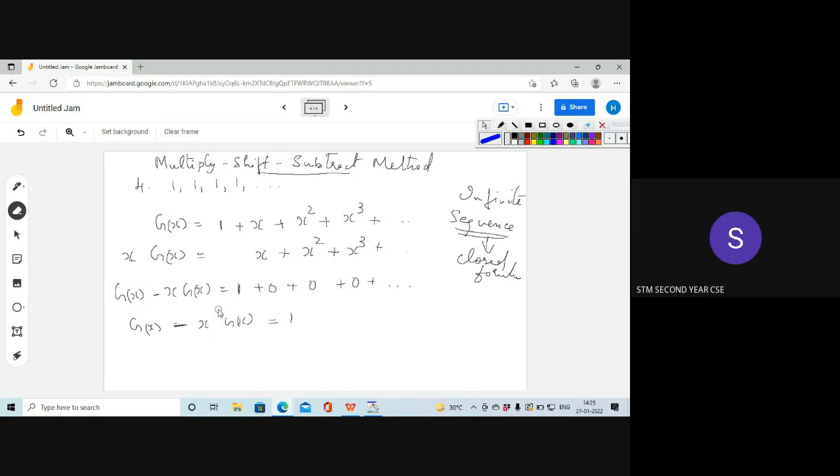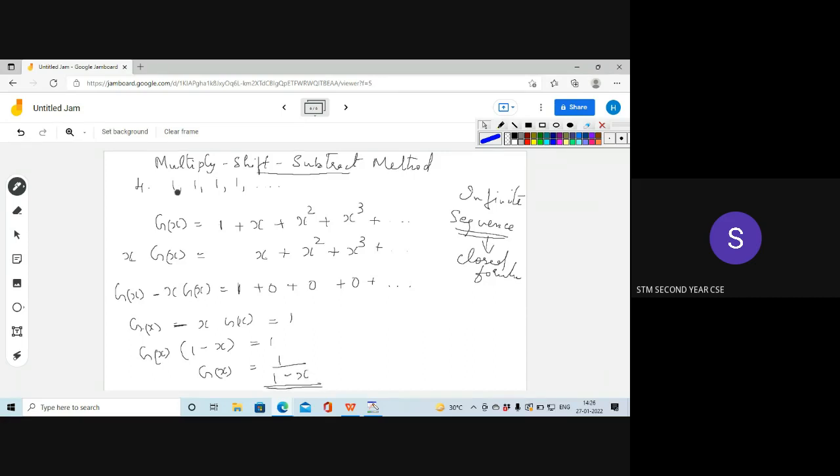g of x minus x g of x is equal to 1, isn't it? Now, on the left hand side, I'm taking g of x as common. I get 1 minus x. g of x is common to these two terms, so I'm taking it as a common term and then writing the remaining, 1 minus x is equal to 1. Or I get g of x, the generating function g of x, is 1 by 1 minus x.